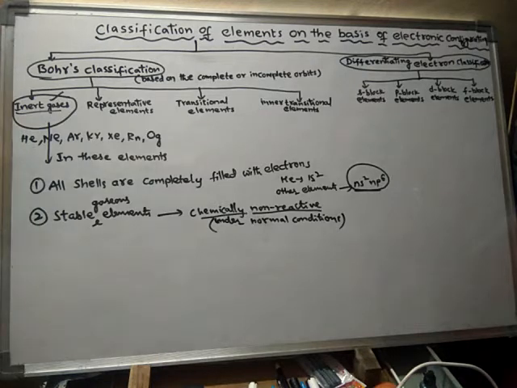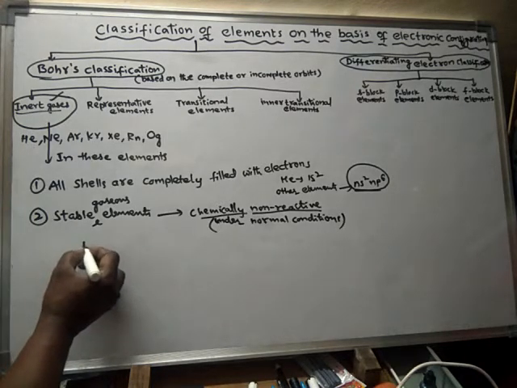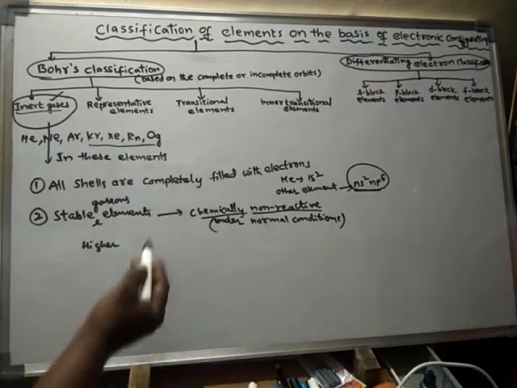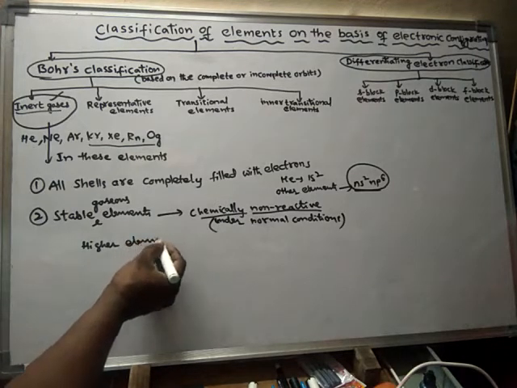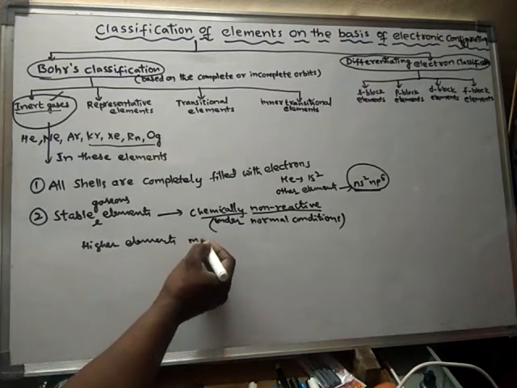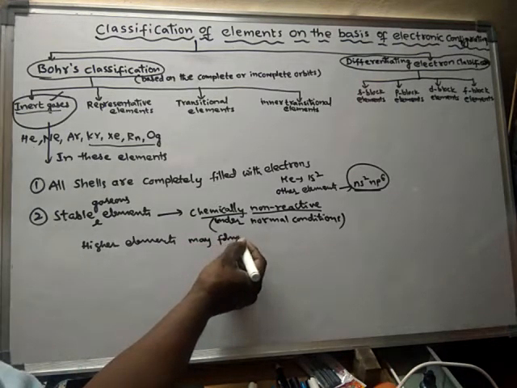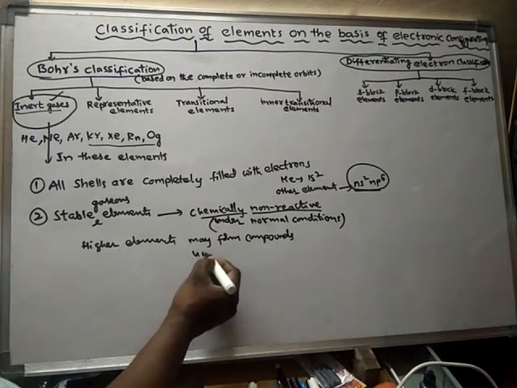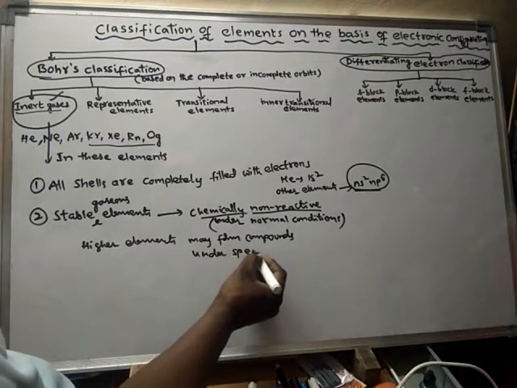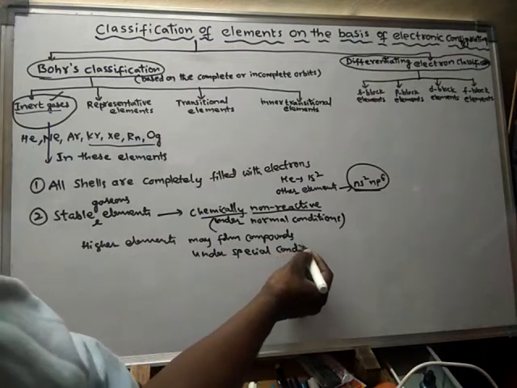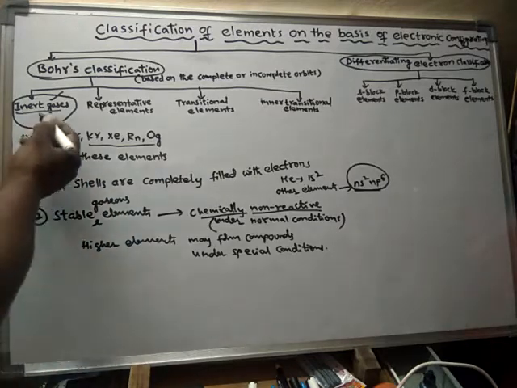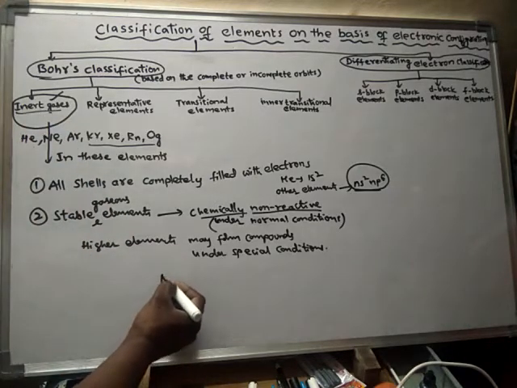But higher elements, that means after argon, from krypton onwards, may form compounds only under special conditions. Only under special conditions they form compounds. Hence, the name is changed from inert gases to noble gases.